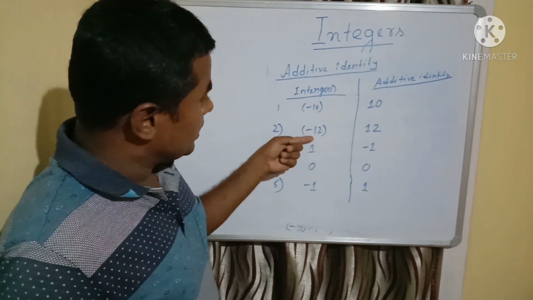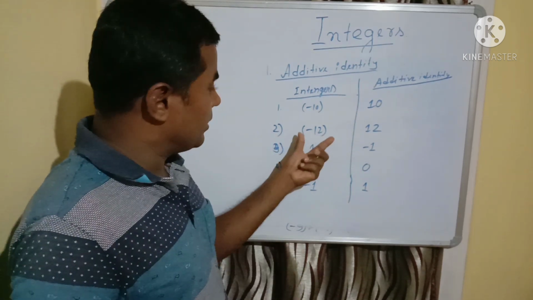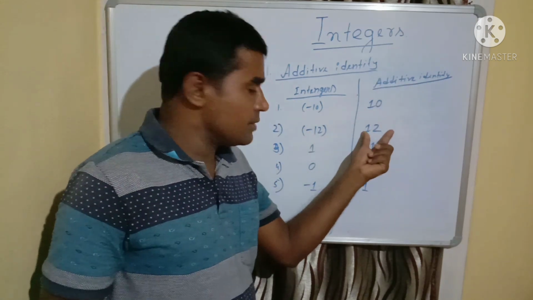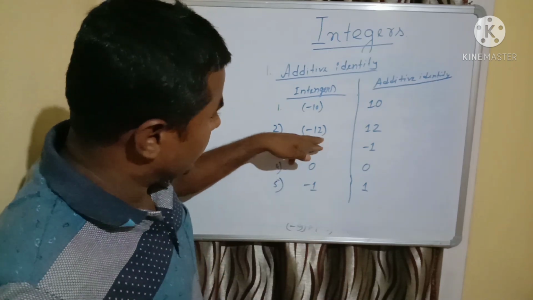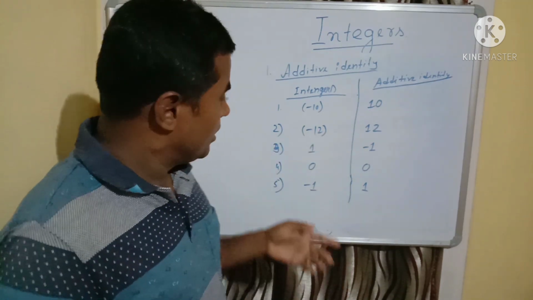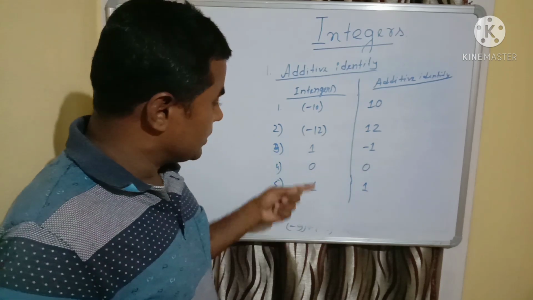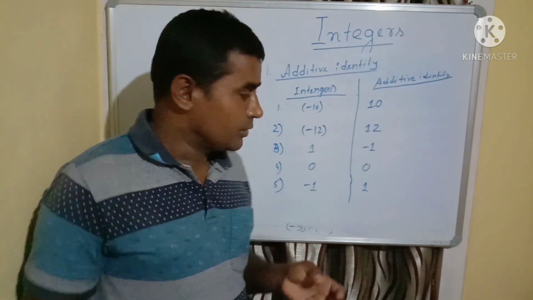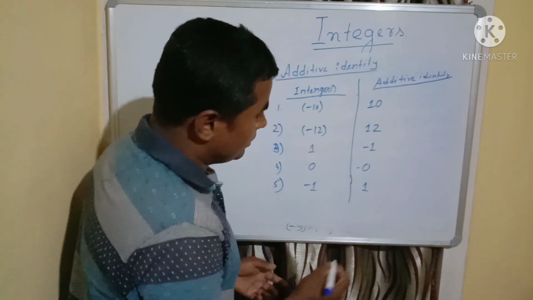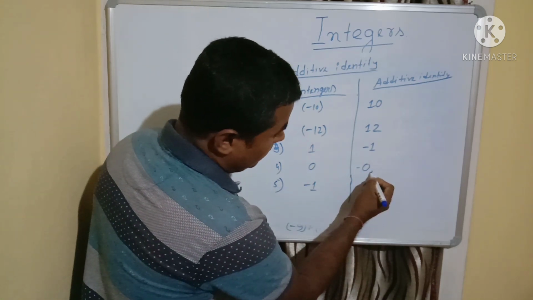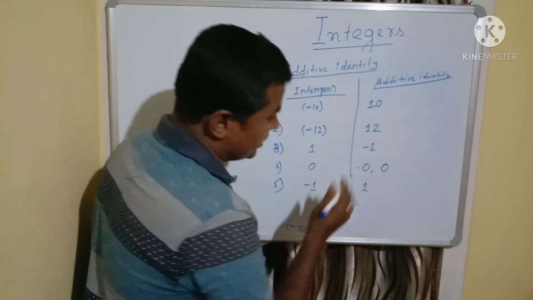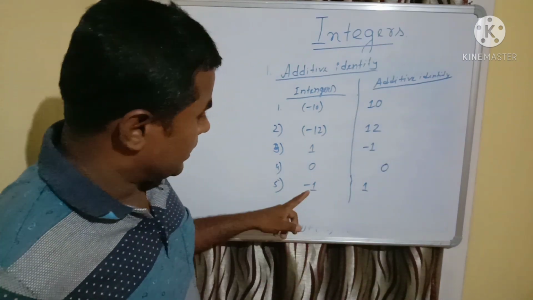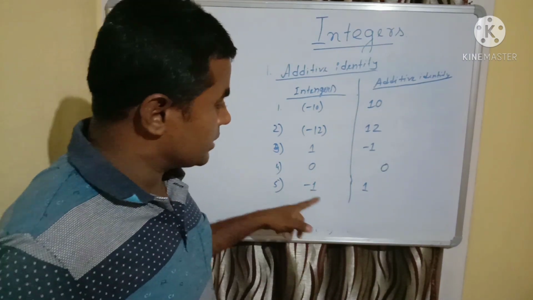In the next one you see minus 12 plus 12. Whenever the integer is minus 12, then its additive identity is plus 12. It is because minus 12 plus 12 is 0. Then 1 is minus 1, 0 is 0. 0 is 0 because 0 is neither positive nor negative. So if you write here minus 0, then nothing to write, minus 0 is also a 0. So that means the additive identity of 0 is 0. Then additive identity of minus 1 is 1.